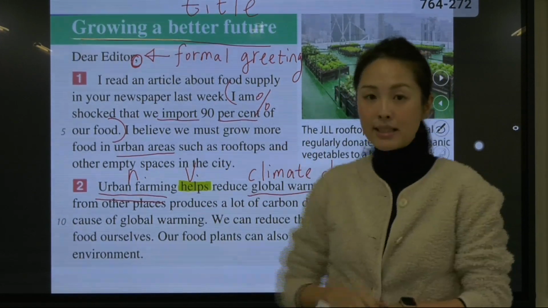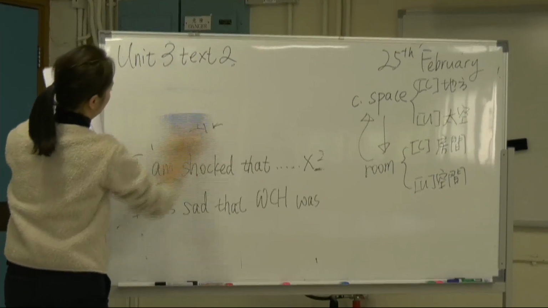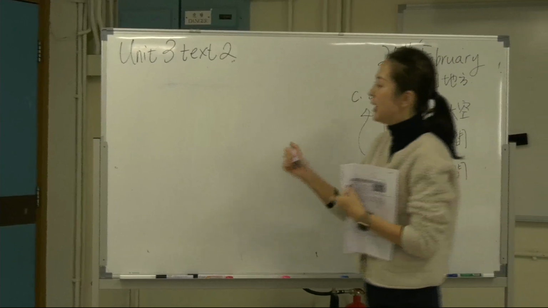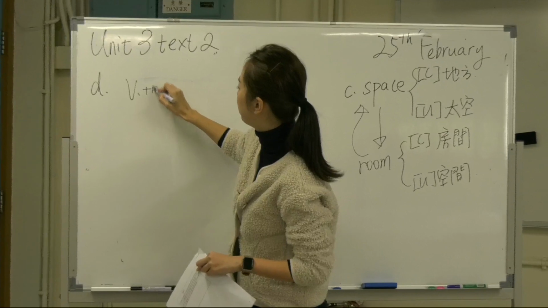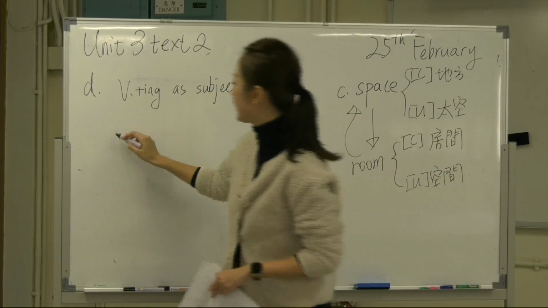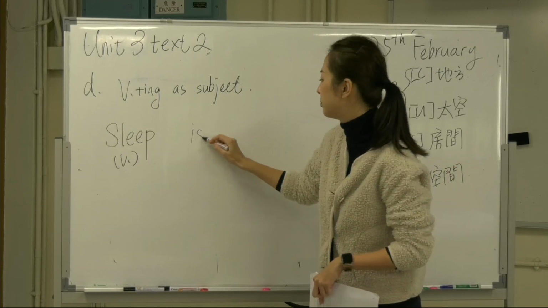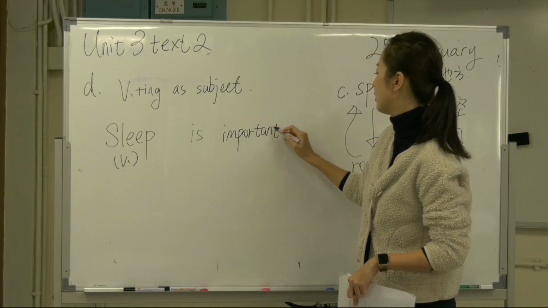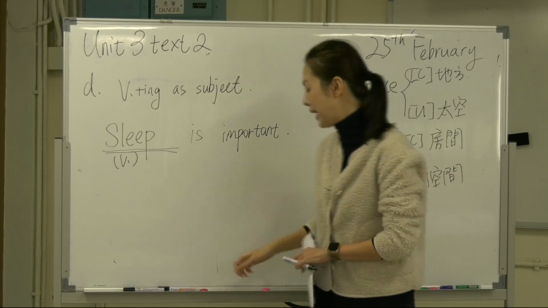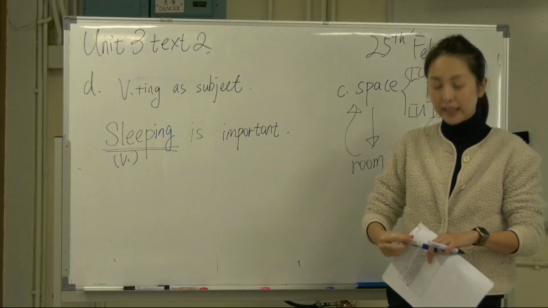So why am I talking about this sentence? Because in English, we always use verb plus ing as subject. For example, sleep. Sleep is a verb. So I want to say sleep is very important. So is this sentence correct? No, right? Because sleep is the subject. So we have to add what? We have to add ing, right? Sleeping is very important. And then another word.